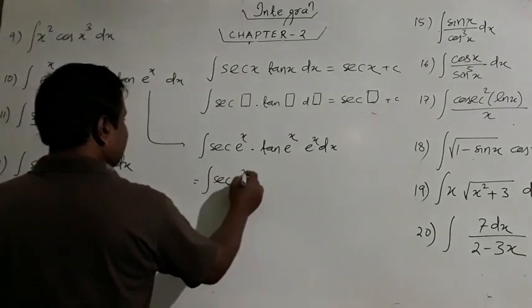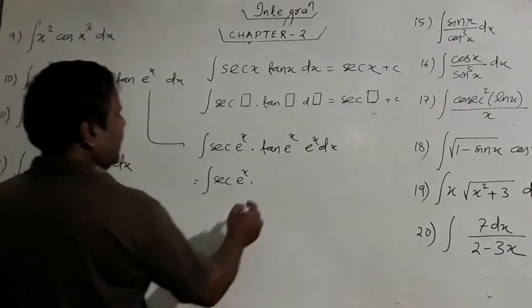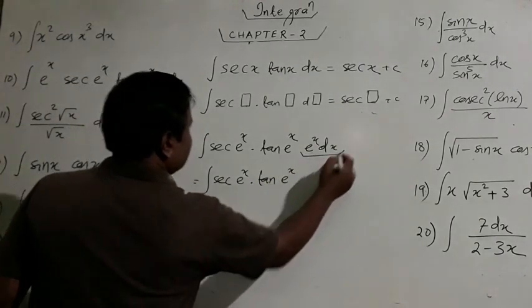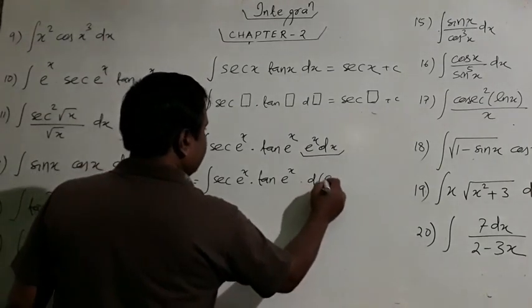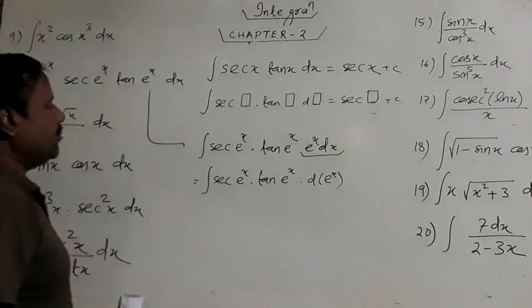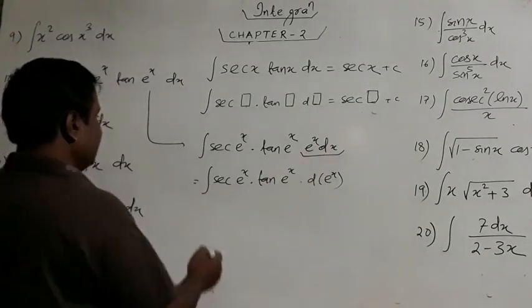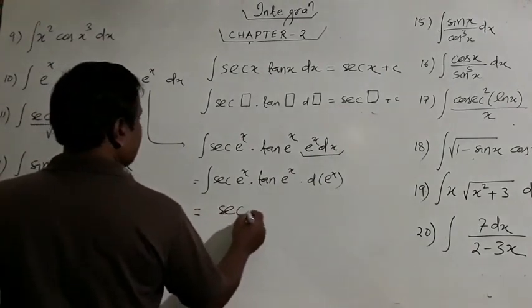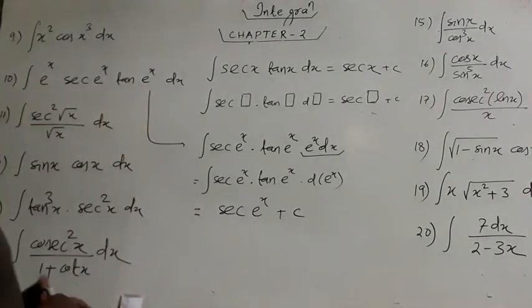It is another method. I will tell it again. Sec of something, tan of the same thing. What is this? Do you know what this is? This is the derivative of e to the power x. The derivative of e to the power x is e to the power x dx. So its result you can directly write: sec of that thing, meaning sec e to the power x, plus c. Another method is also there.